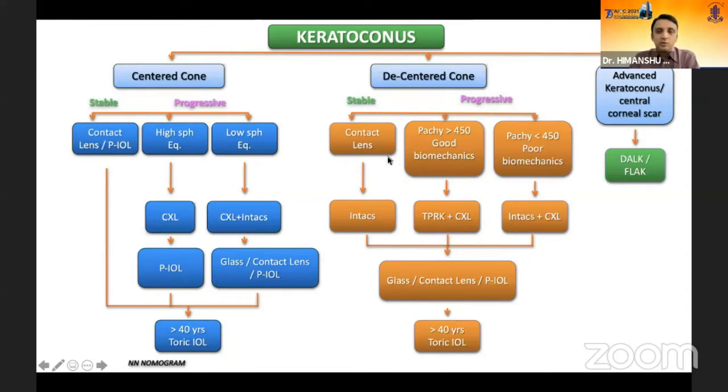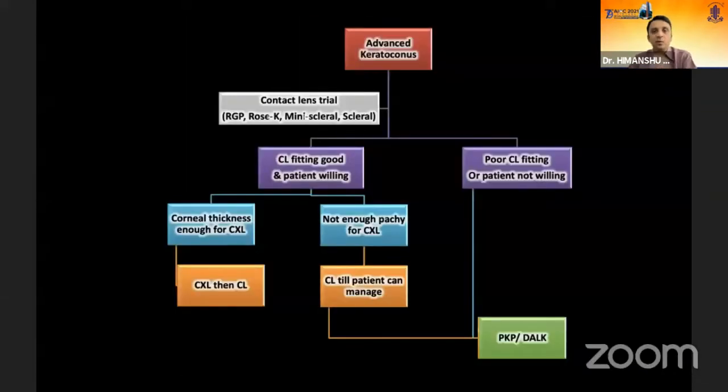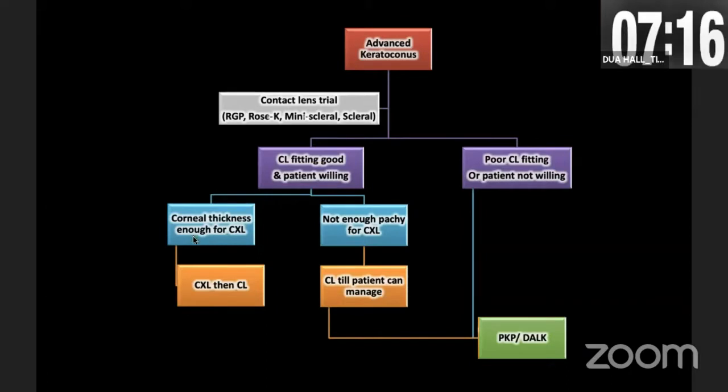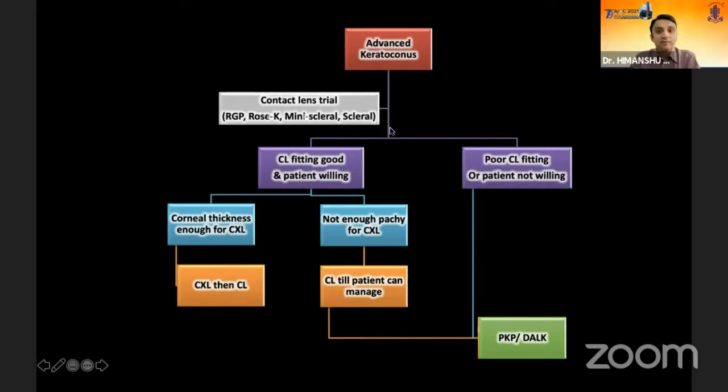Now, whatever you do, your final goal has to be visual rehabilitation. That's very important in treating any keratoconus: we should remember that finally we want to improve the vision of the patient. Now, if it's an advanced cone, I would do a contact lens trial. And if the contact lens fits well, and if we think the patient has decent corneal thickness for cross-linking, we'll go ahead and do cross-linking.